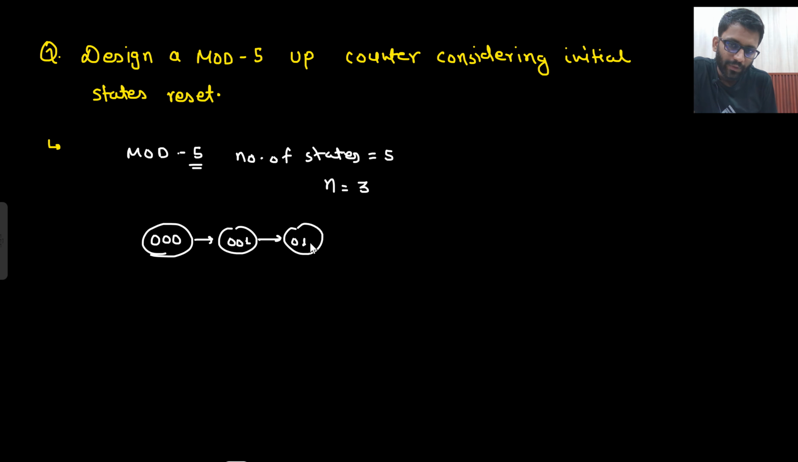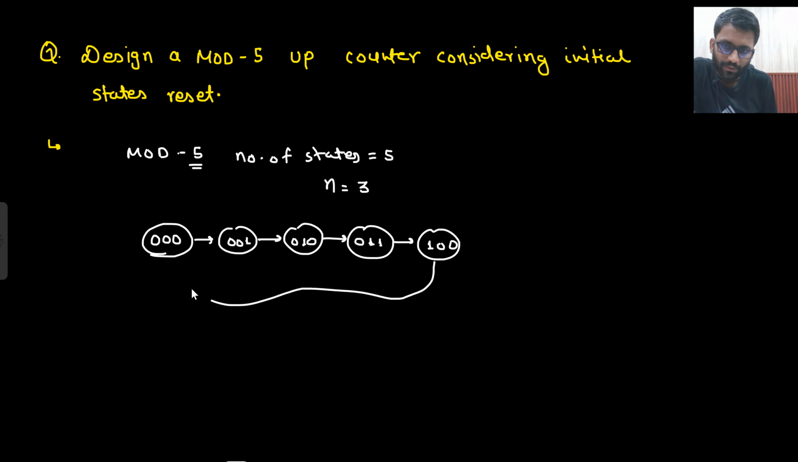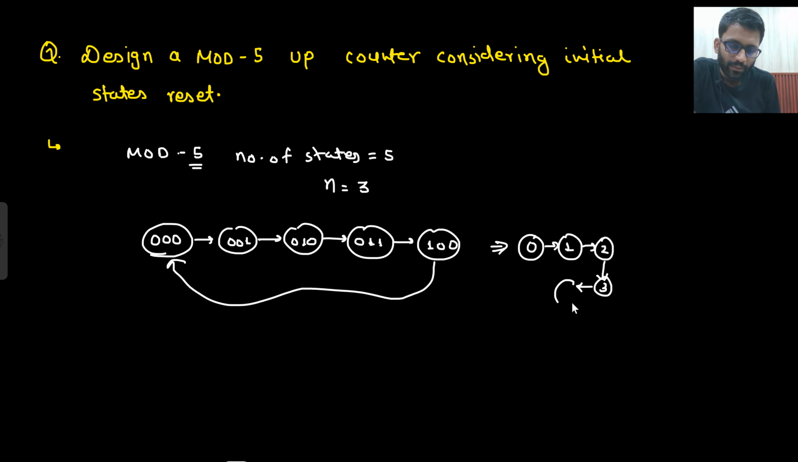Then you will go to 0, 1, 0. Then you will go to 0, 1, 1. And then you will go to 1, 0, 0. So this is your mode up counter, or you can call it in this manner, that 0 to 1 to 2 to 3 and then to 4 and then here. Okay, mode 5 counter it is.